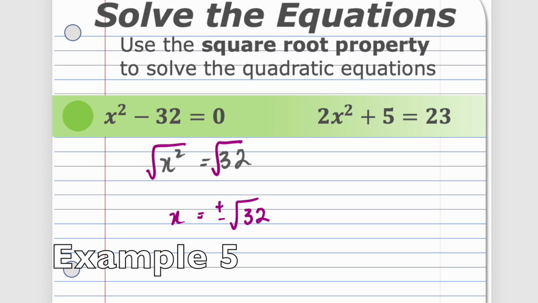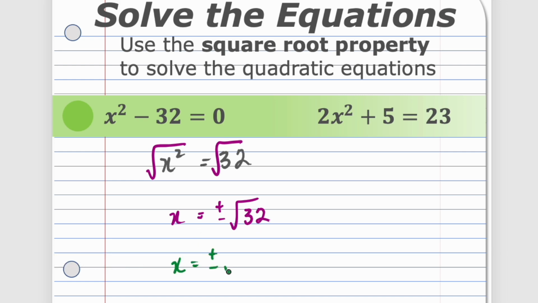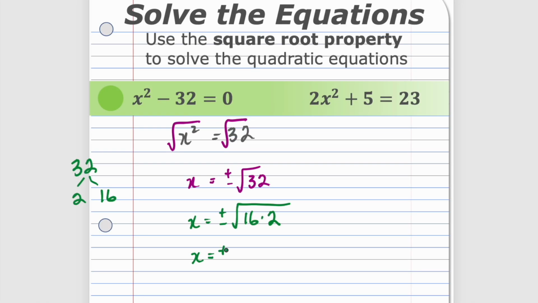You probably got to that point, but remember I told you, you have to simplify inside here if it's not a perfect square. What we're going to do is break apart 32 to 16. There's the perfect square. So it's 16 times 2. X is equal to plus or minus the square root of 16 is a 4, and then we have a root 2. We'll have two answers. X is equal to 4 root 2, or x is equal to negative 4 root 2.